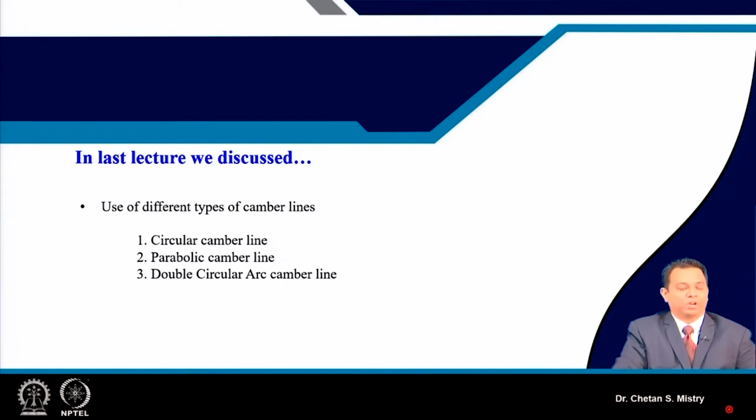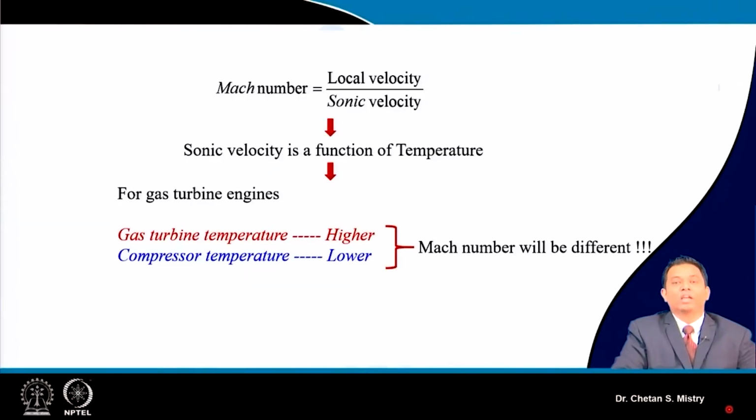Now let's move to the next step. Conventionally, from the basics of gas dynamics, we define the Mach number. The Mach number is defined as the local velocity to the sonic velocity. The local velocity is the velocity at a particular location, but the sonic velocity is a function of temperature. This is very important.